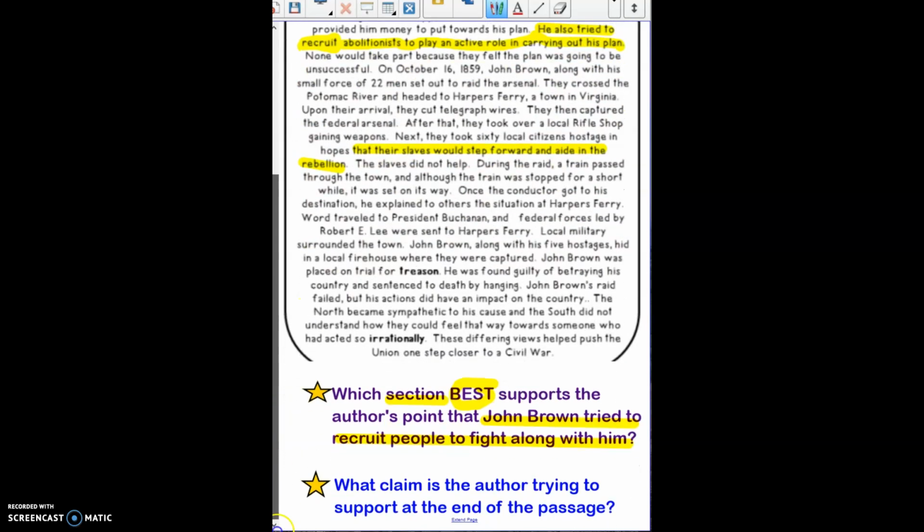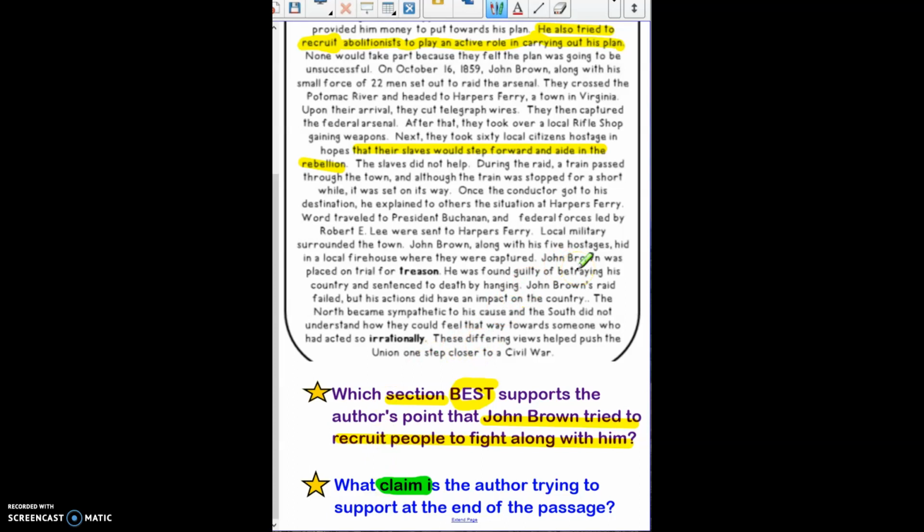All right, so let's take a look at my second prompt here. It says, what claim is the author trying to support at the end of the passage? Okay, so it sounds like it wants me to go back to the text, more specifically to the end of the passage, so my last paragraph here, to decide what reasons and evidence are there and what main point are they trying to make, or what claim are they trying to make.